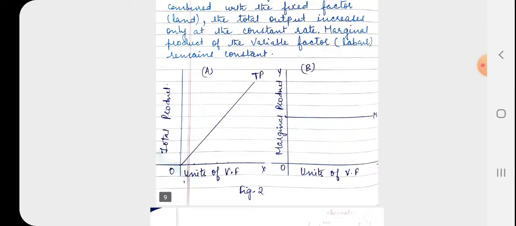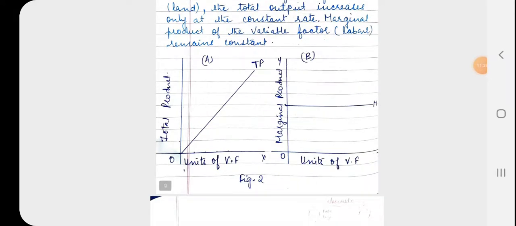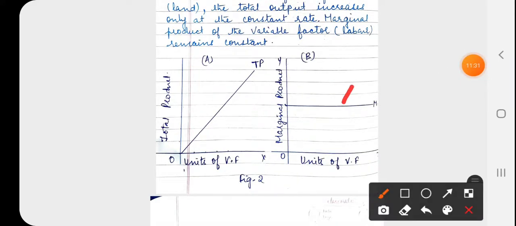Let us see, this is the diagram. The total production is increasing and the marginal production stabilizes. This curve MP is hidden inside. So this line is your marginal production.